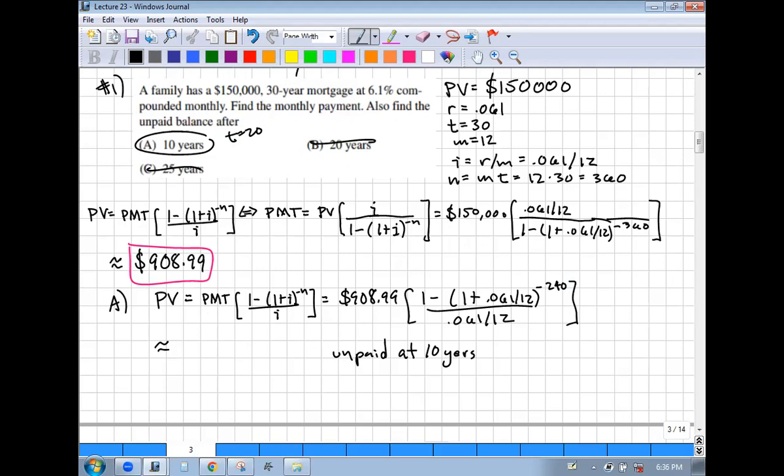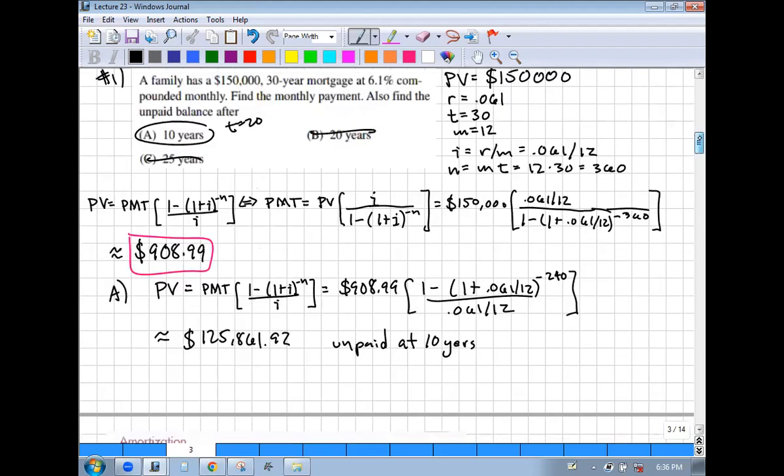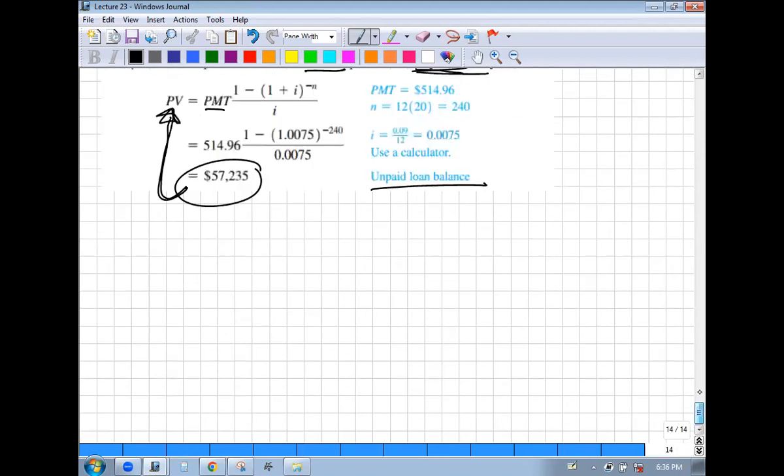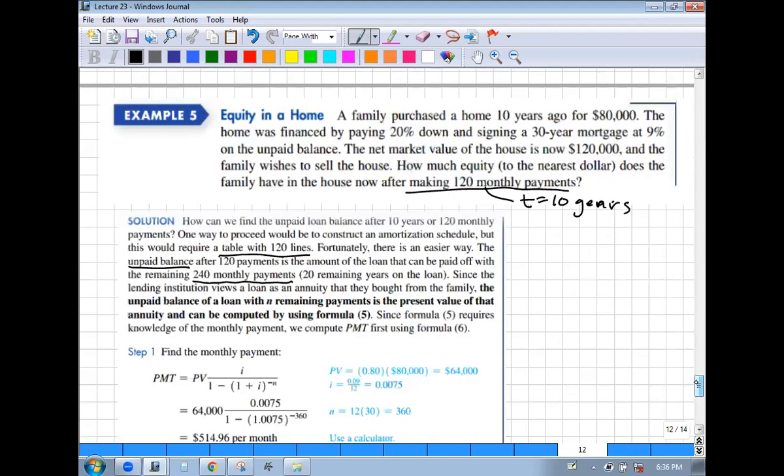So instead of looking at what we paid in 10 years, we're looking at how much we're not paying over 20 years, according to that example, which gives us $125,861.92. All right, that's our unpaid balance. Let's make sure we're understanding this correctly. This stuff is not easy.